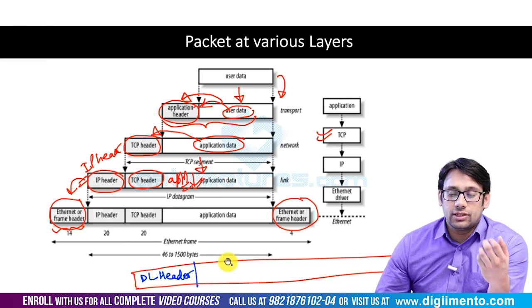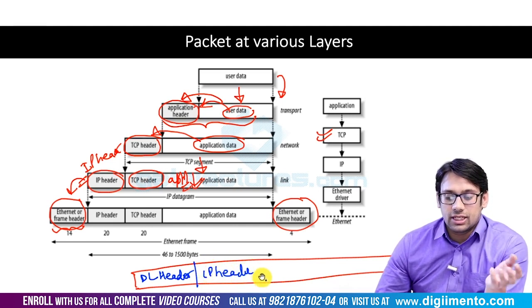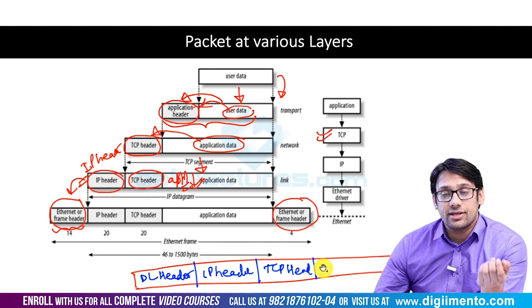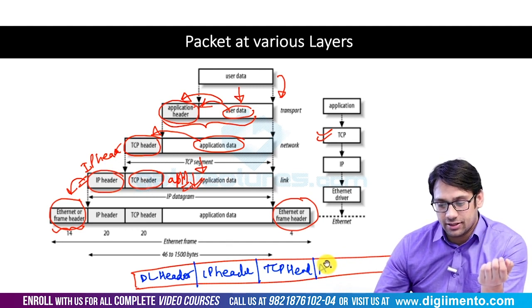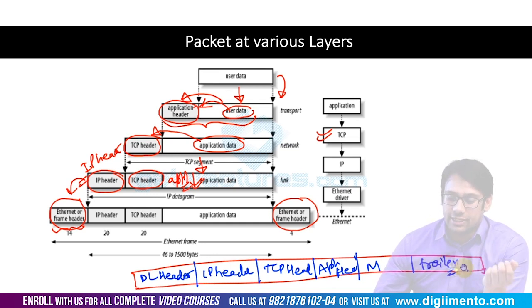Then the network layer added the IP header. Then the transport layer added the TCP header. And then this application layer added its application header. And then you have the message, which is your payload. And after this, we'll have a trailer from this data link layer.